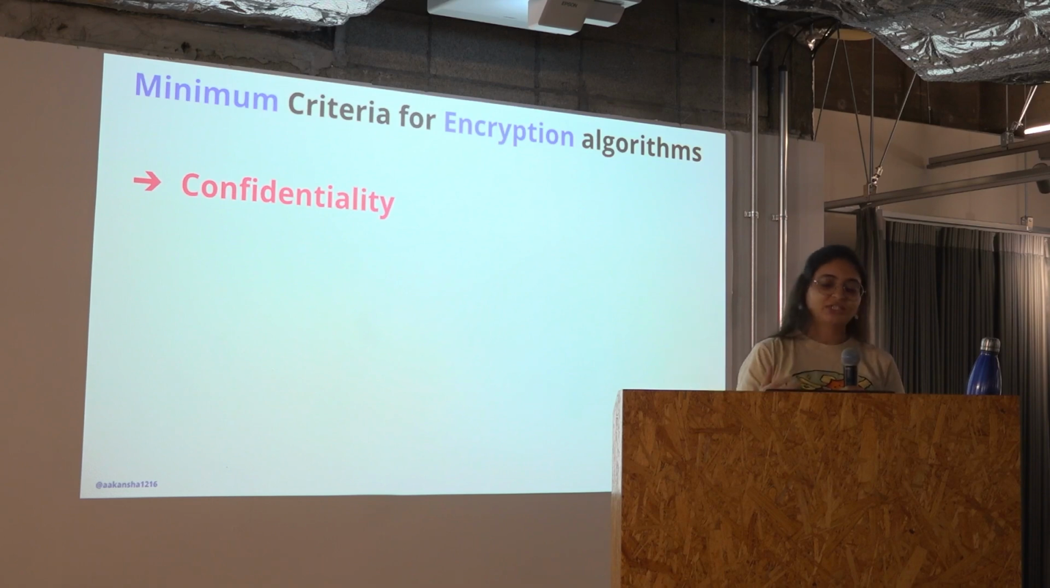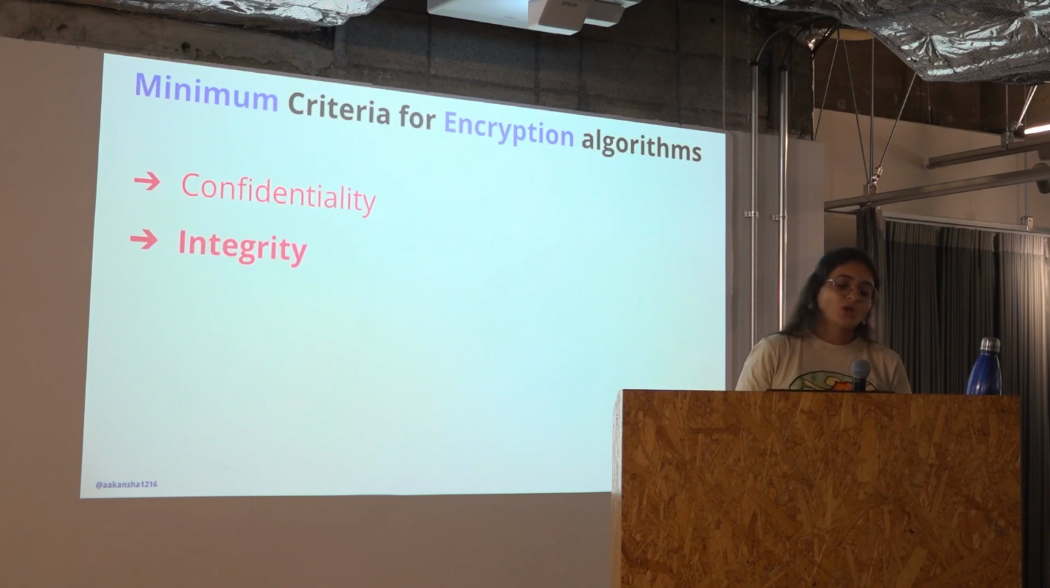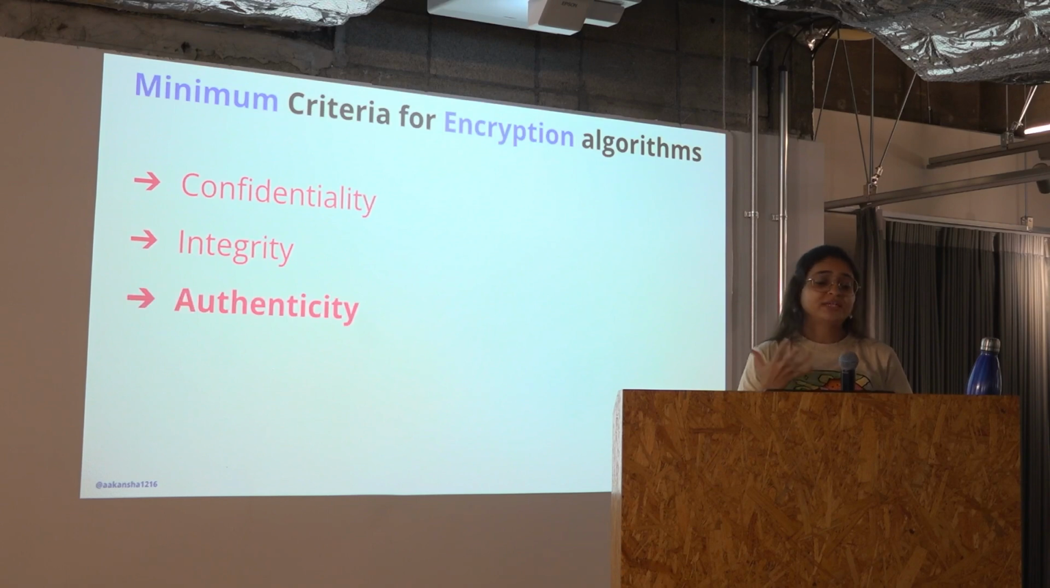That is confidentiality. Integrity. When I'm sharing some data with you, when you receive the data, you should be able to verify whether the data was manipulated. If the data was manipulated, you should be aware of it. You should be able to identify it. So integrity is something which you should be able to verify on your end. Authenticity. When I am sharing some data with you, you should be able to verify whether it's really me who sent you the data or someone else. So these three are the minimum criteria which we need to fulfill.